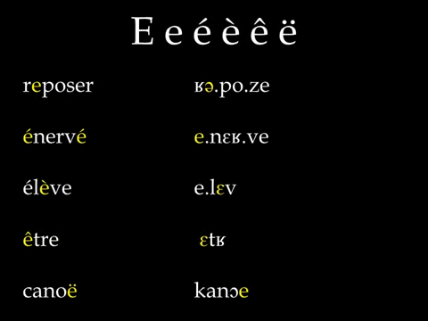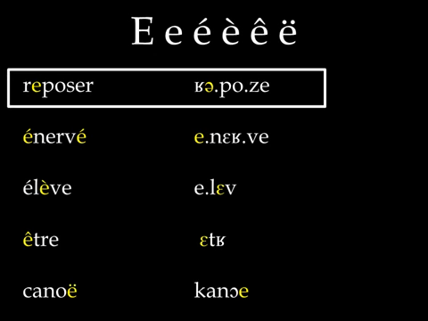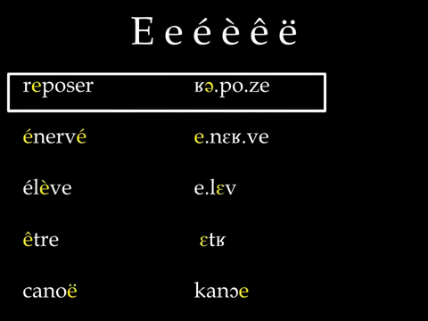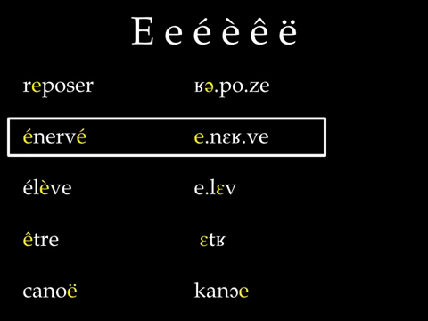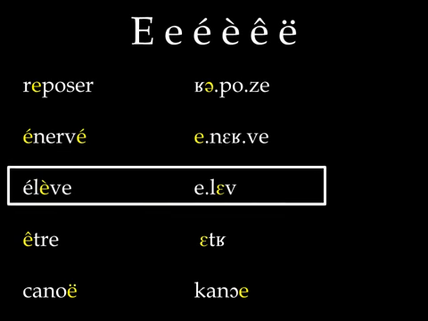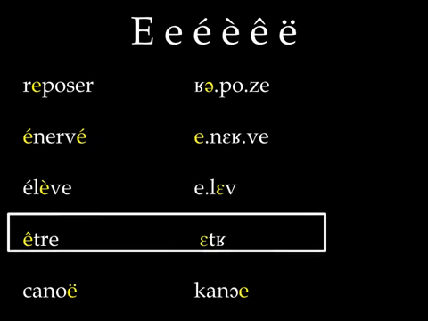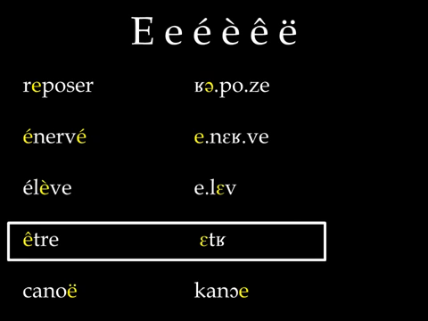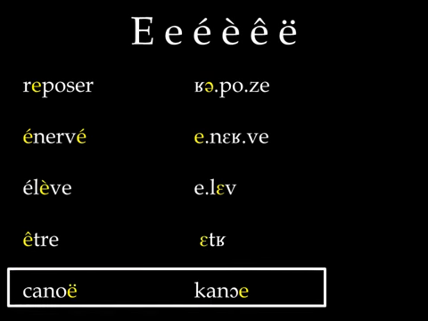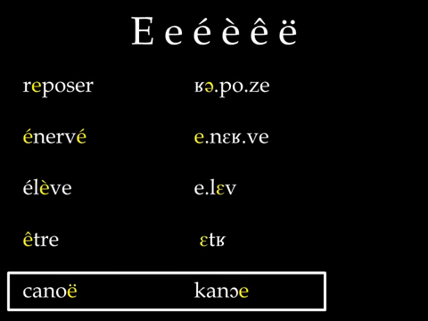E really does love its accents in French. On its own, it makes an E sound like in reposer. With an acute accent, it makes an A sound like in énervé. Grave accents change the E to an E sound like in élève. Again, the circumflex accent technically doesn't have a phonetic function, although usually with a circumflex, an E will be pronounced E, like in être. And the umlaut, although fairly rare, does exist, and tells us that we need to pronounce the E separately from the vowel before it, rather than as a single phoneme, like in the word canoë.